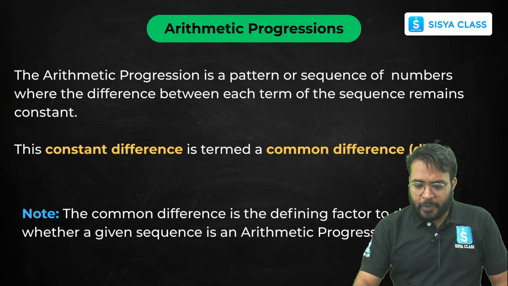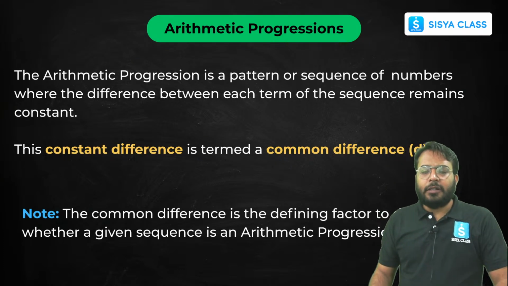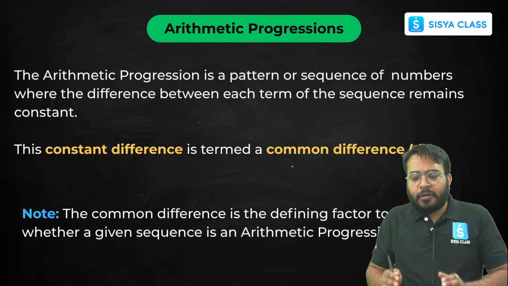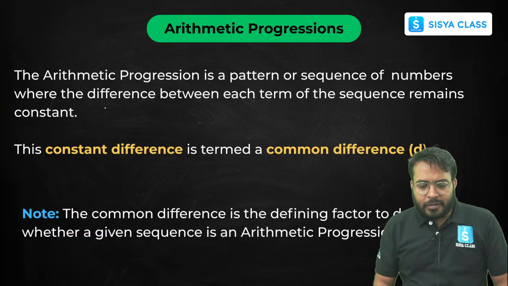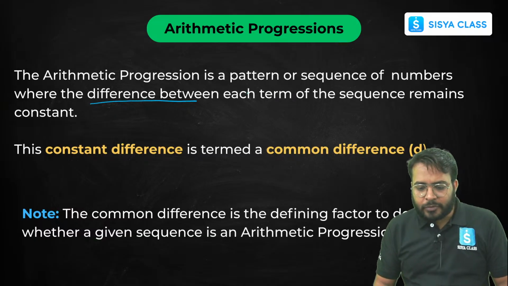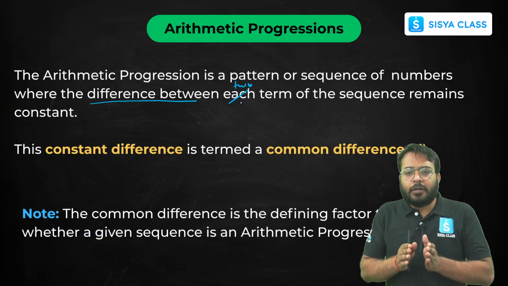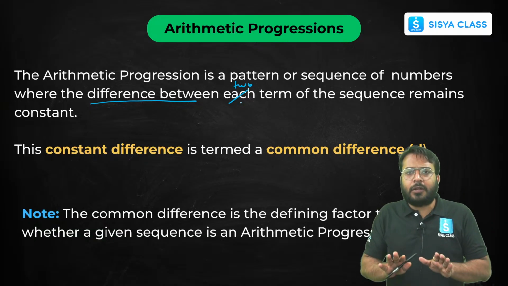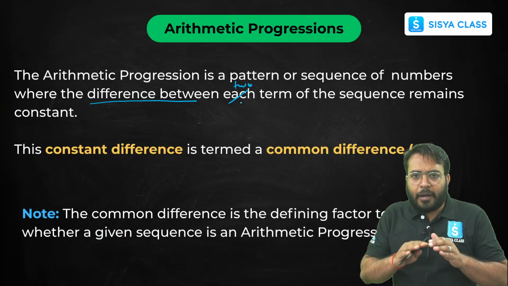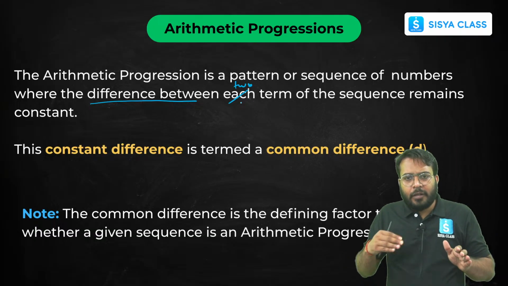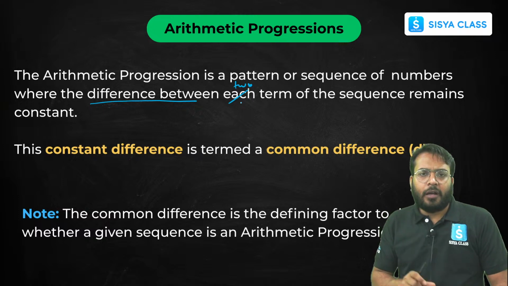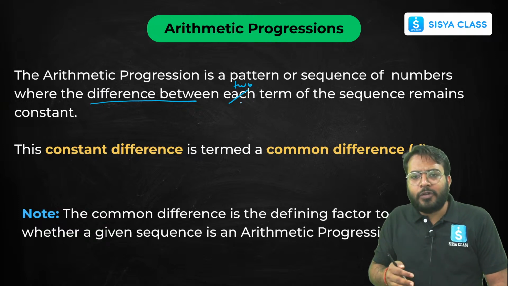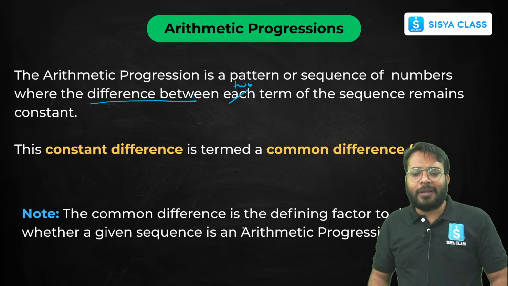Now, what is meant by arithmetic progression? Whenever you are getting a pattern or sequence of numbers such that the difference between two consecutive terms is constant, that is going to be called an arithmetic progression.